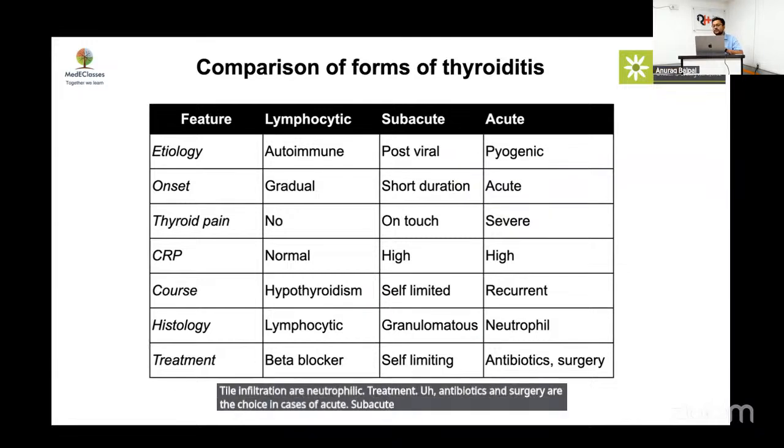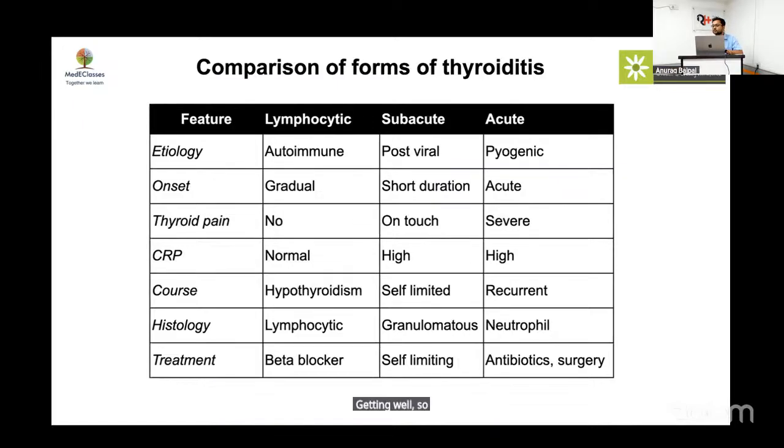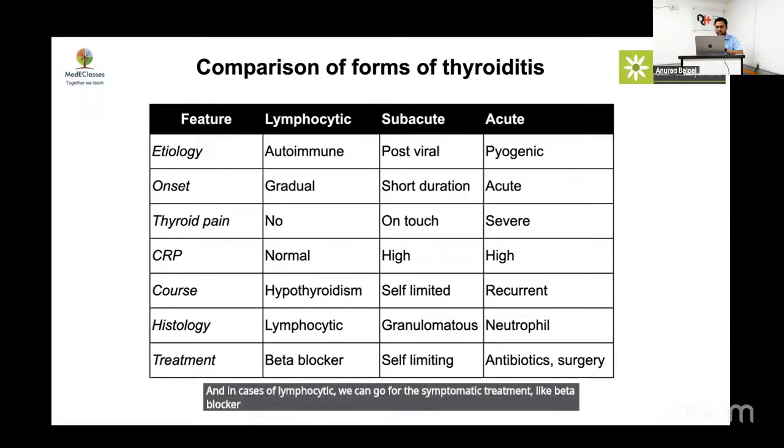Subacute is usually self-limiting, but if pain is persisting or symptoms are not getting well, we can go for a short course of steroid therapy in that scenario. And in cases of lymphocytic, we can go for the symptomatic treatment like beta blocker as the treatment of choice.